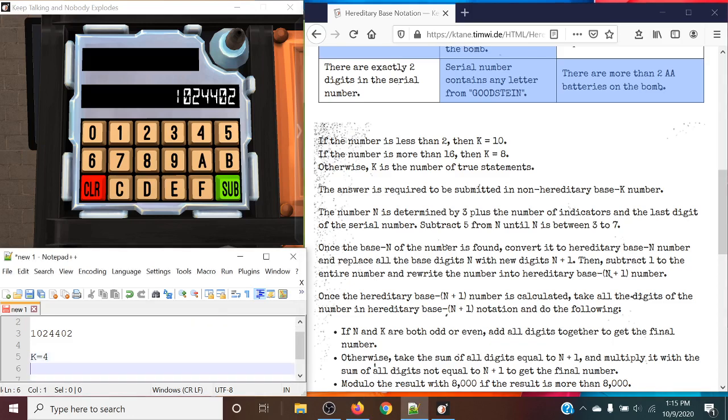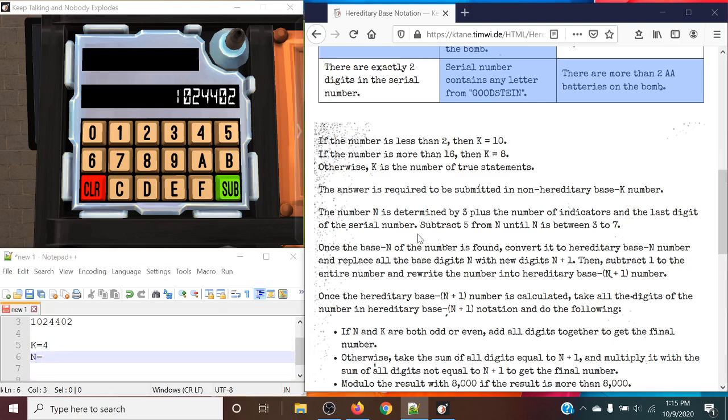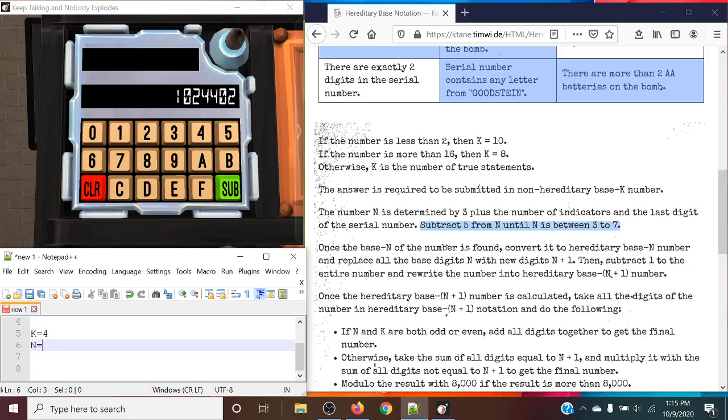So now, taking a look down here, let's try and figure out what our number n value is determined by. So n is determined by 3 plus the number of indicators. So we have 3 plus 1, being 1 indicator present, the lit SIG, and the last digit of the serial number, plus 2. We would subtract 5 from n until n is between 3 to 7. Let's take a look. 3 plus 1 plus 2 is equal to 6. So our n value is 6.